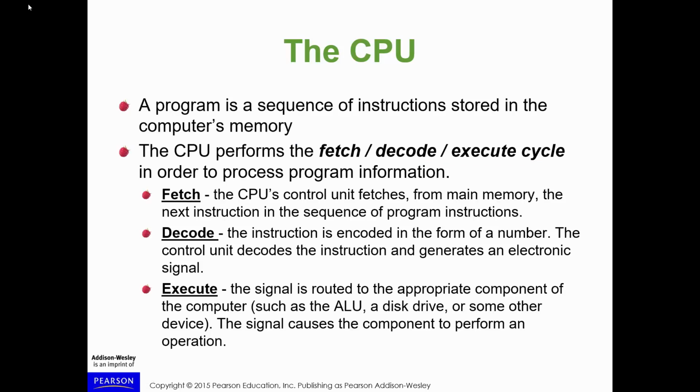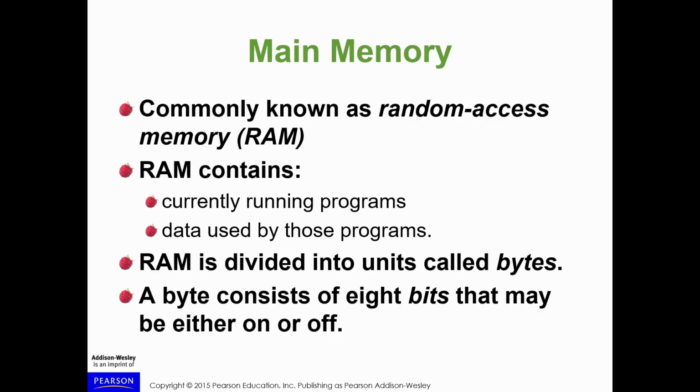The CPU, as mentioned, performs this 3-step process to process or convert data into information. It fetches, so in other words, it goes into main memory and it grabs the next sequence. It decodes, so it has to put it in a way that the computer can understand it, and then it executes it. In other words, it tries to do what it was told to do.